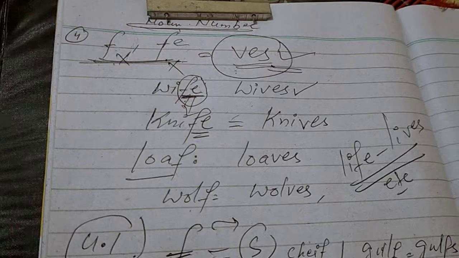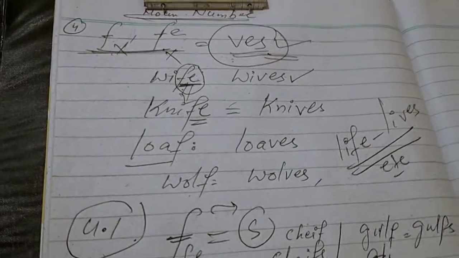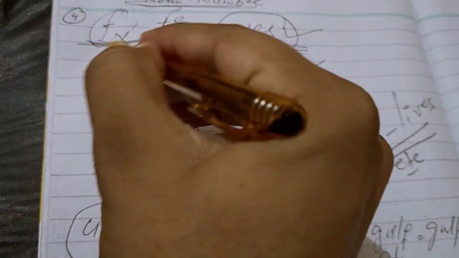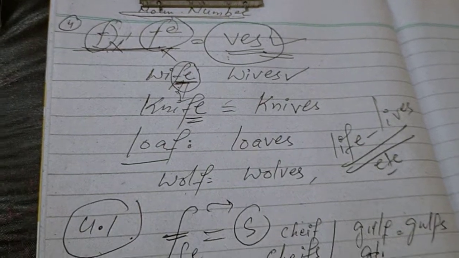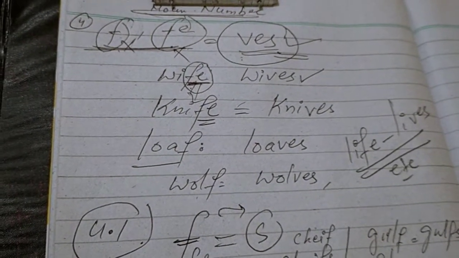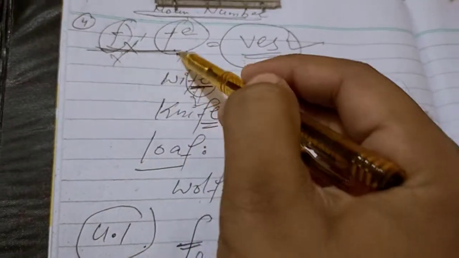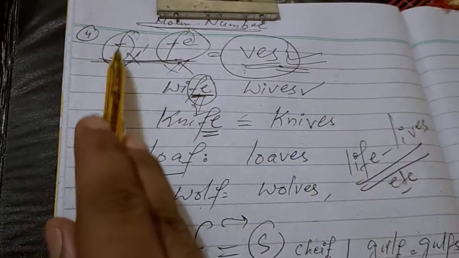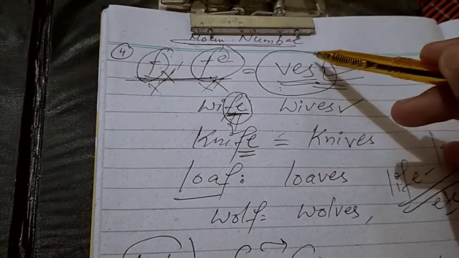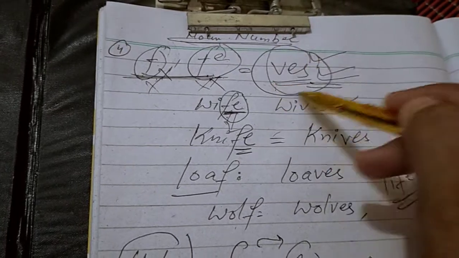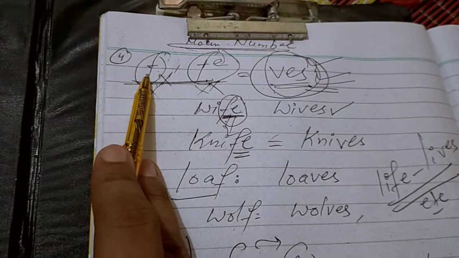The fourth rule and regulation to form plural forms: some nouns end in f or fe, and for the sake of making them plural, we change that f or fe into ves. We remove f or fe, and then we use ves instead of fe or f. It will be made plural easily.